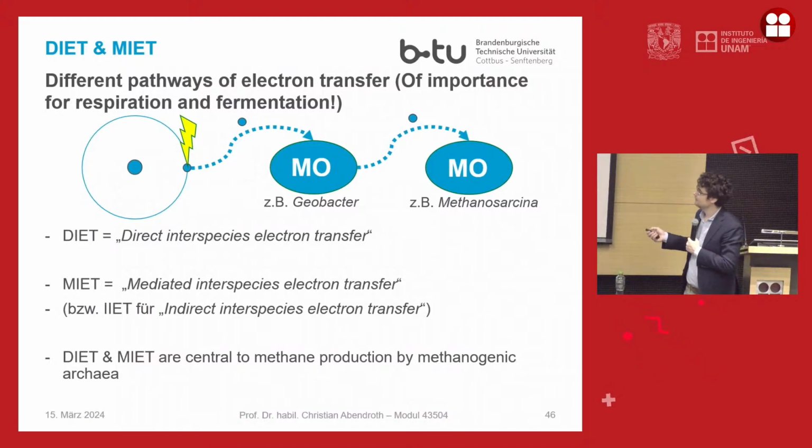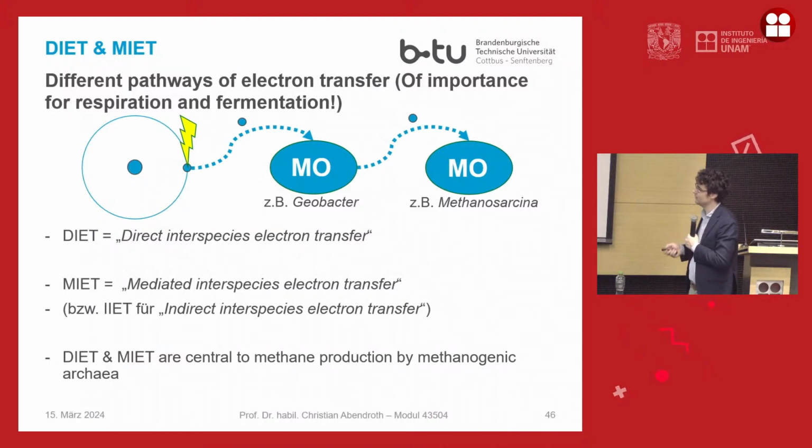So in the case of Geobacter, it might not be able to eat or to retrieve energy from electrons that are packed in acetate. So it tries to get rid of the acetate, and then the Methanosarcina can metabolize it further.